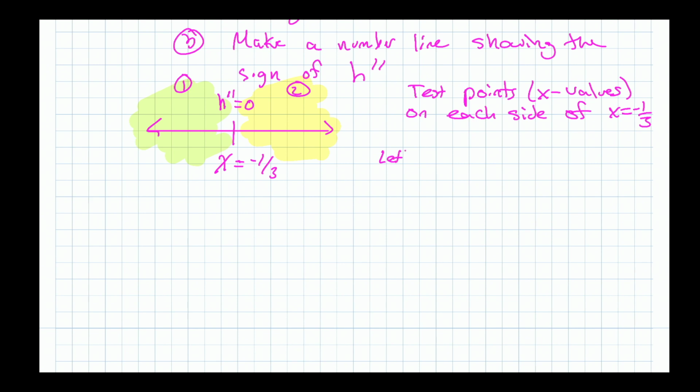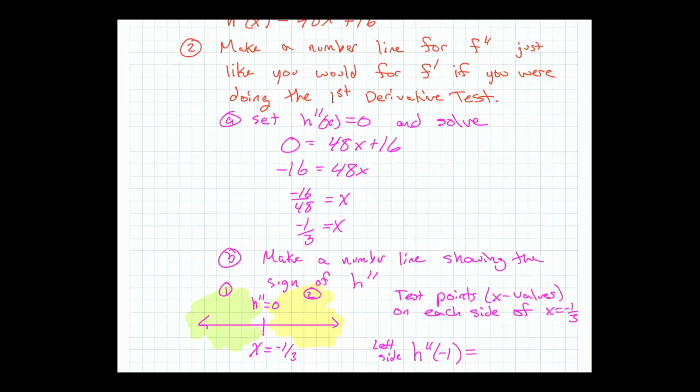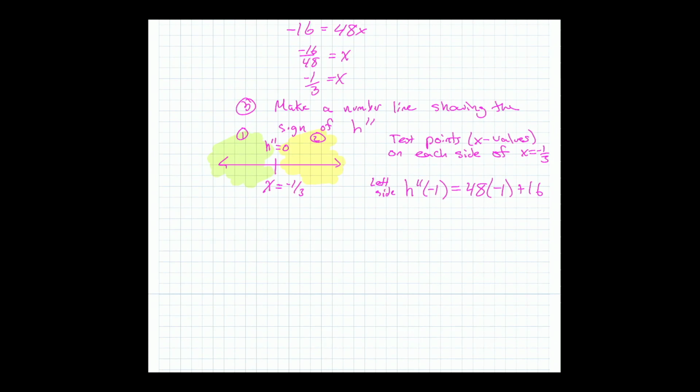So I'm just gonna say left side. How about -1? Right, that'll work. To the left of -1/3, h double prime of -1. So you plug that into h double prime. So find h double prime. Where is that? 48x plus 16. So we got 48x, which is -1, plus 16. So what's that? -48 plus 16, so -32. So it is negative on this side.